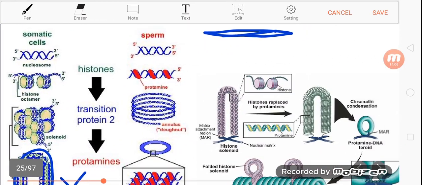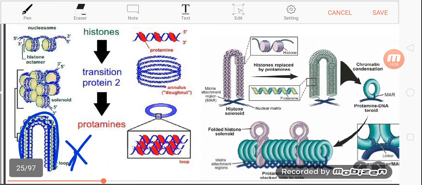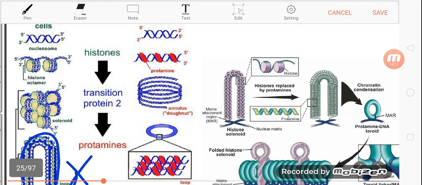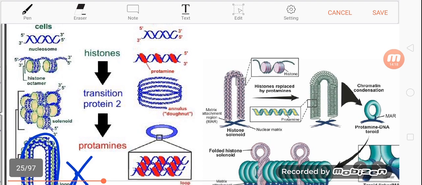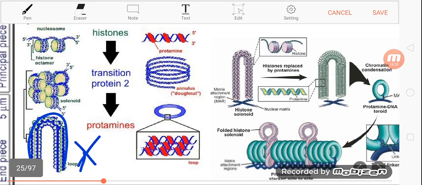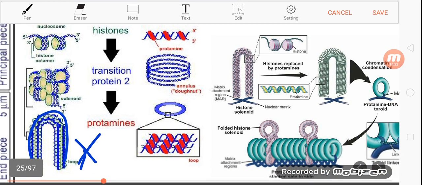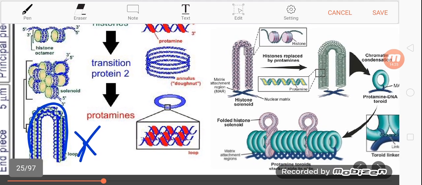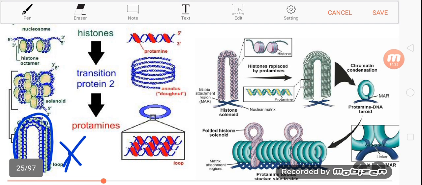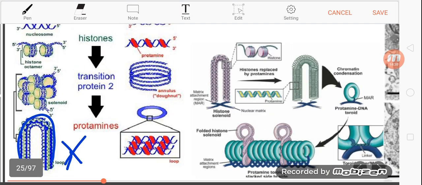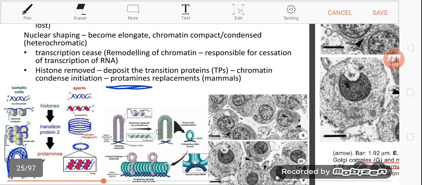So this diagram here. The yellow histone protein is first replaced by transition protein 2, and then this transition protein 2 will put the protamine protein at the chromatin structure. So we will see a more compact and condensed DNA structure. Now we call it heterochromatic DNA.